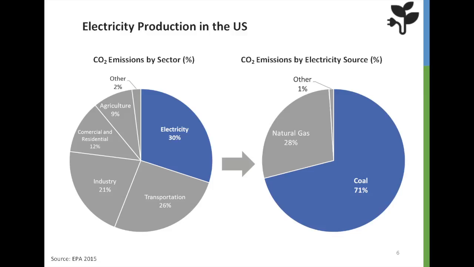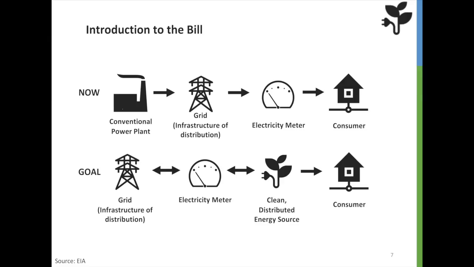In addressing the issue of climate change, a good place to focus is the electricity sector. We can see here that electricity accounts for 1/3 of US carbon dioxide emissions. And when we zoom in to figure out why that is, we can see that 71% of these emissions come from coal. So we're using dirty sources of energy to produce electricity. And this is the other issue our bill is addressing.